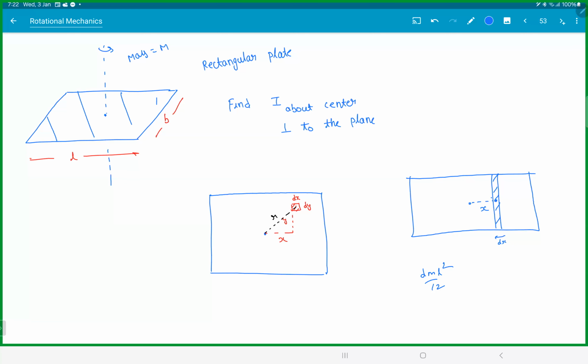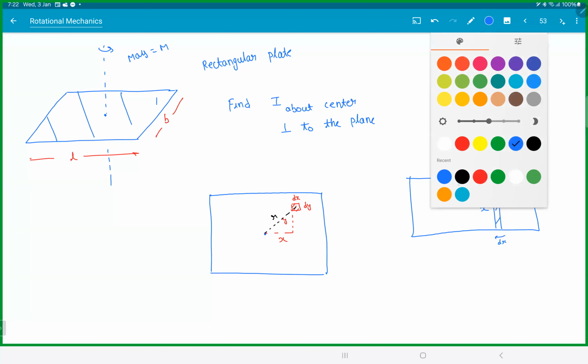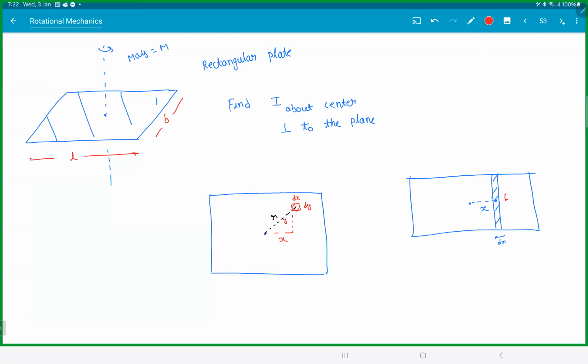बोलो. So अब इसका प्रॉब्लम क्या है ना? So I'll tell you what. If you take an element like this, this is B, right? So dm will be total mass by total area into B into dx. Agreed? अभी a strip का you want moment of inertia about this axis, Anika.